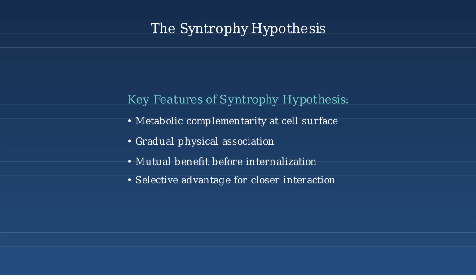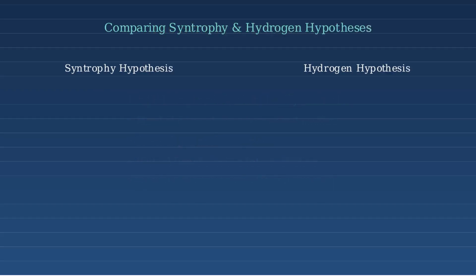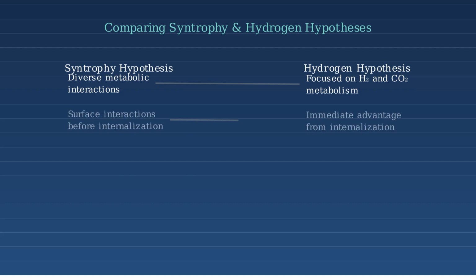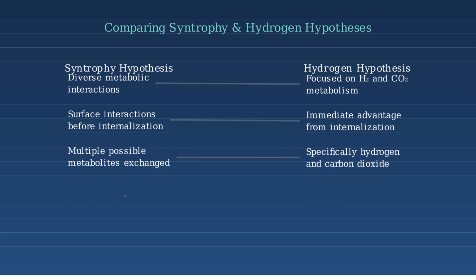established before internalization. Let's compare the syntrophy hypothesis with the hydrogen hypothesis we discussed earlier. While the syntrophy hypothesis proposes diverse metabolic interactions at the cell surface before internalization, the hydrogen hypothesis focuses specifically on hydrogen and carbon dioxide metabolism with immediate advantages from internalization. The syntrophy model suggests multiple possible metabolites being exchanged and a gradual engulfment process, while the hydrogen hypothesis proposes a more specific exchange of hydrogen and carbon dioxide, with endosymbiosis occurring in one step.